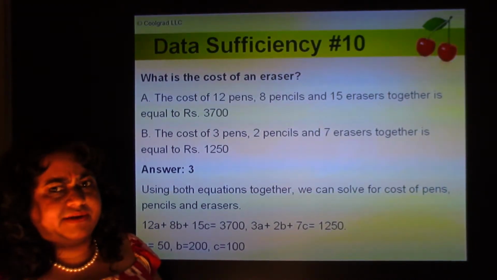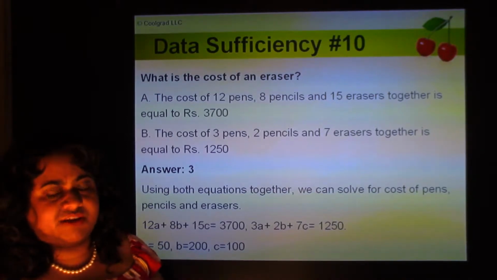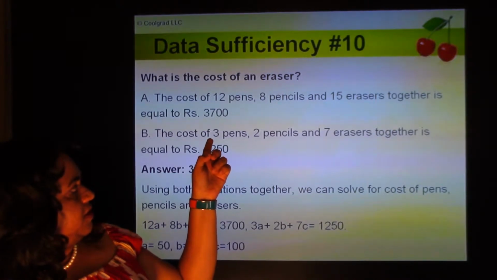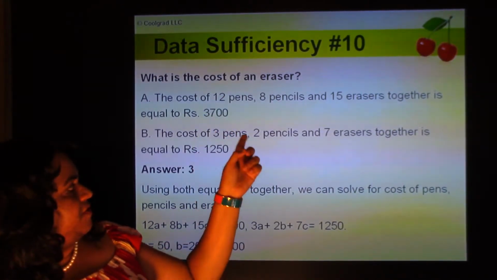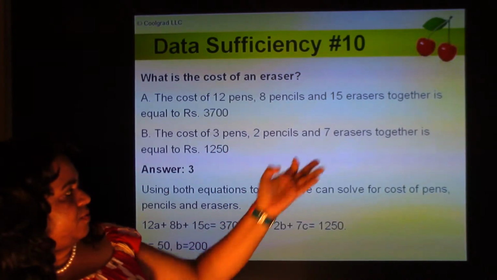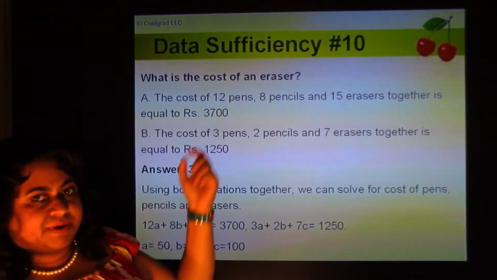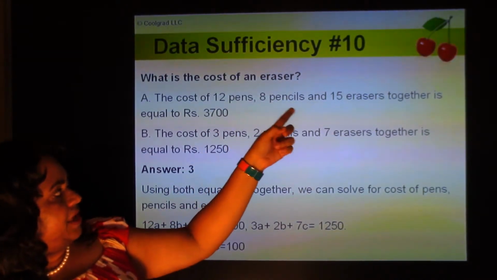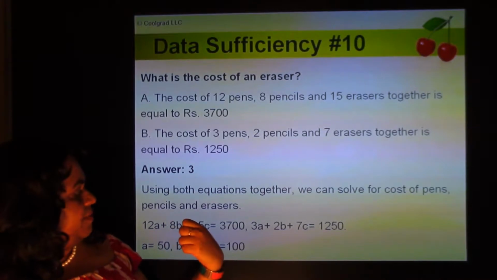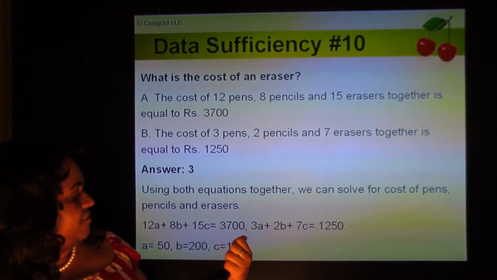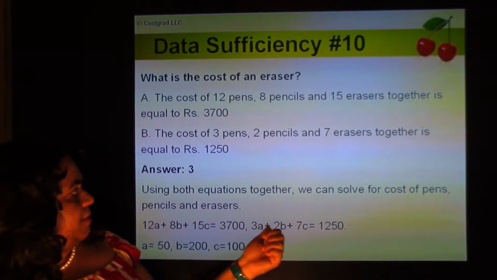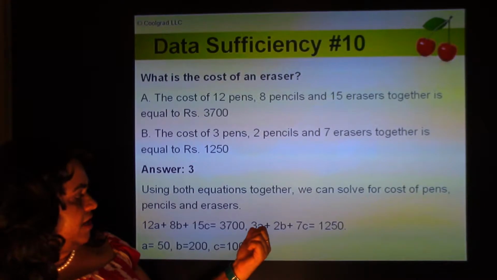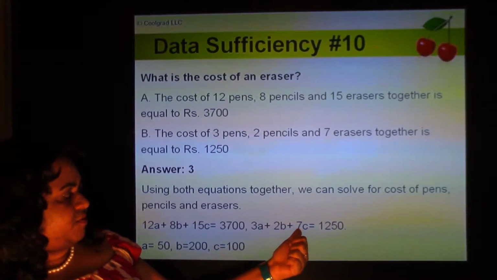Sometimes it might be tempting to think that you can solve two variables using two equations, and if you have three variables, you might need three equations, but that's not true. Because here, 3 times 4 is 12 and 2 times 4 is 8. So you just multiply this equation by 4. For example, using statement A alone, we have 12A. Let's say pens, pencils and erasers are represented by variables A, B, and C. So 12A plus 8B plus 15C is equal to 3700. And using statement B alone, 3A plus 2B plus 7C equals 1250. So you just multiply this by 4. So you get 12A plus 8B plus 7 times 4 is 28.